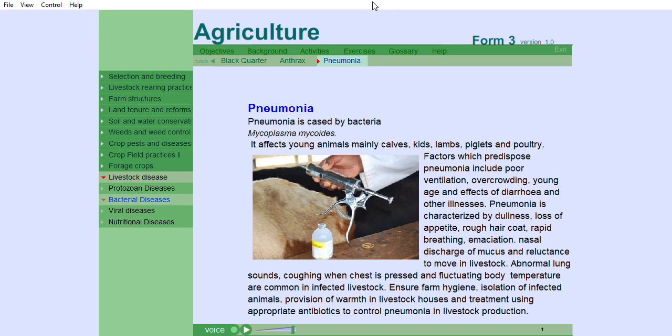Ensure farm hygiene, isolation of infected animals, provision of warmth in livestock houses, and treatment using appropriate antibiotics to control pneumonia in livestock production.